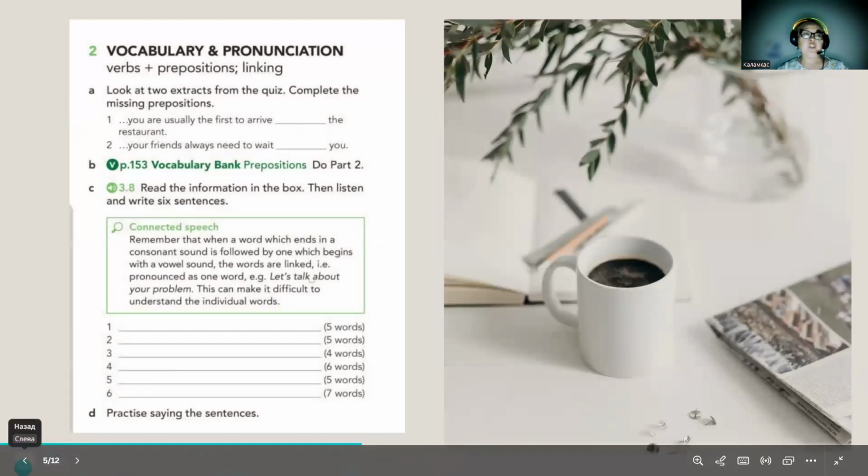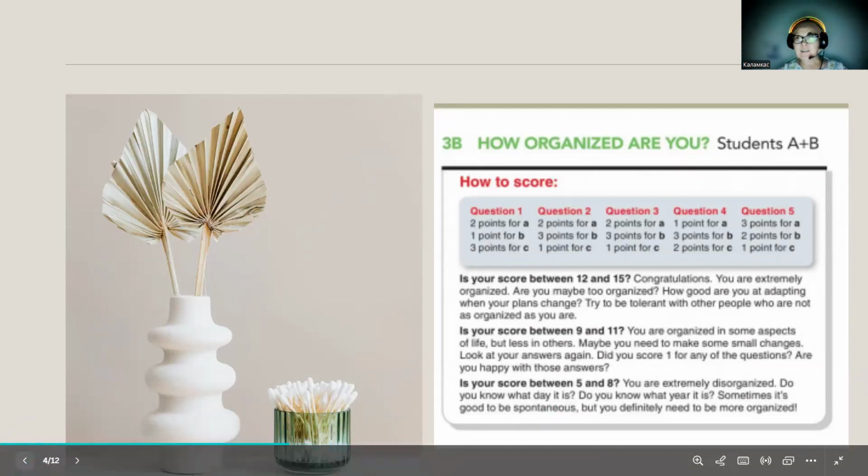So in this part, we should speak and discuss your score, and why you are an organized or disorganized person, and whether you agree with this test or not. It is also an interesting point. And if you have some time, you can just write an audio message for me. What do you think about this? Do you agree with the result?